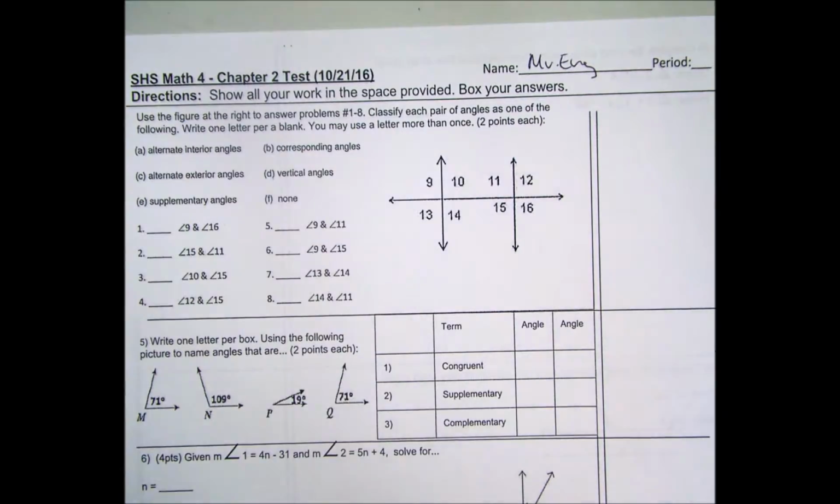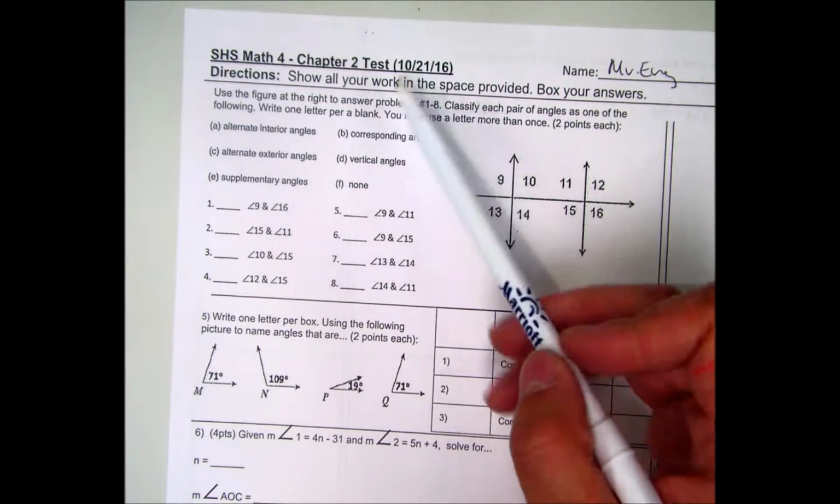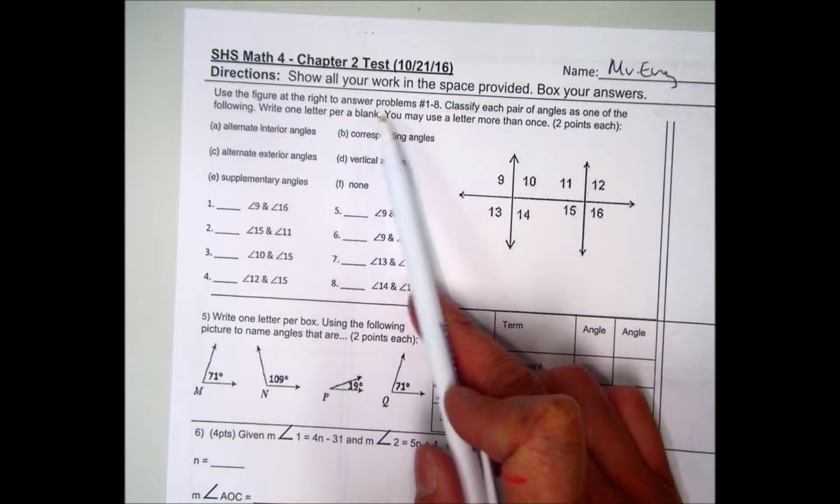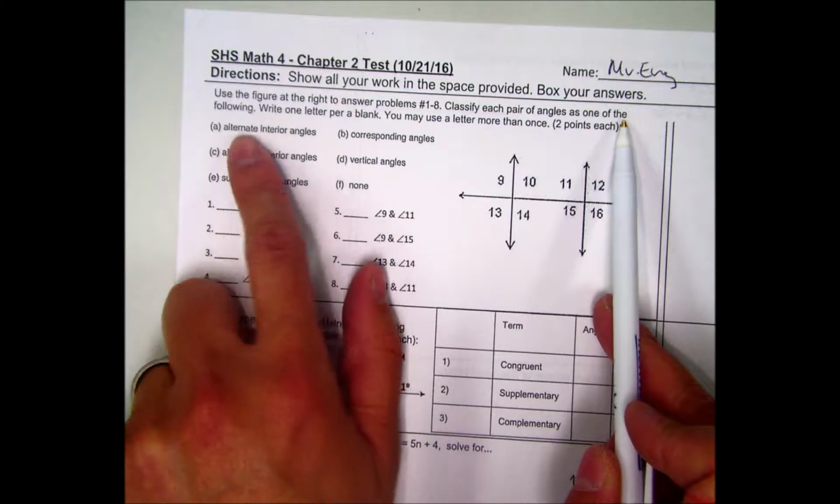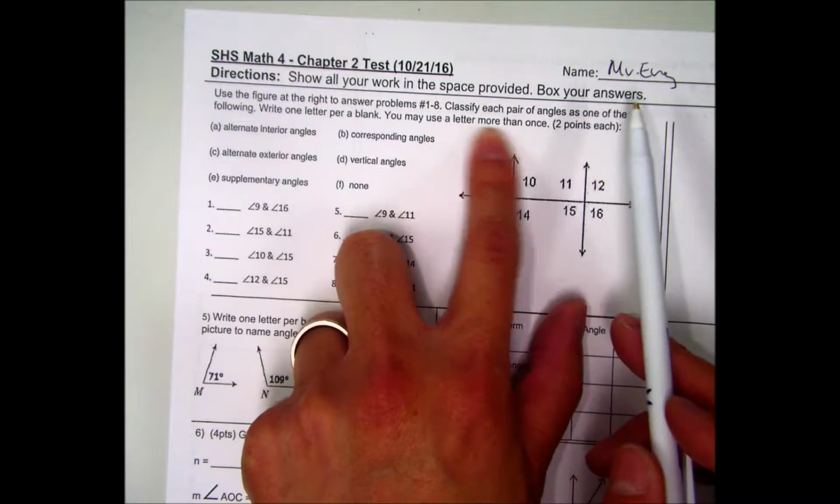Alright, these are the test corrections for Chapter 2, taken on October 21st, 2016. Use the figure at the right to answer questions 1 to 8. Classify each pair of angles as shown. Of the following, write one letter per blank. You may use the letter more than once.